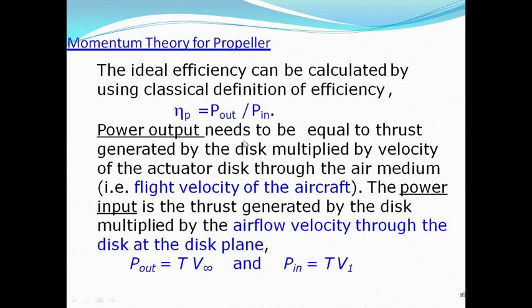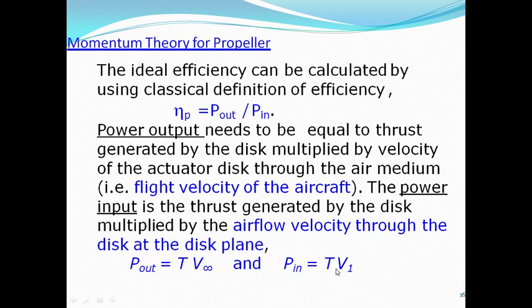And the next one is the efficiency of the propeller. We all know that efficiency is obtained from what is the output and what is the input. So P output divided by P input is the classical definition of the efficiency, here the propeller efficiency. And P output is obtained from the thrust force. Thrust force multiplied by velocity will give you the power output.